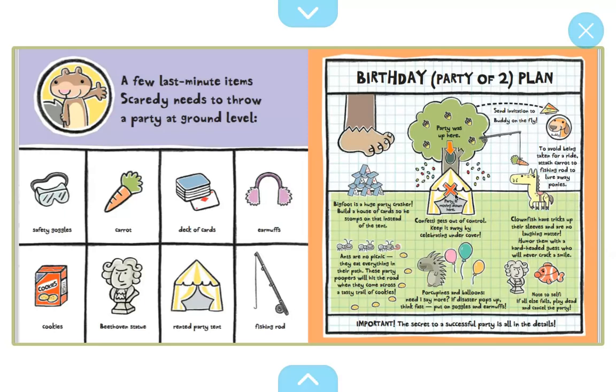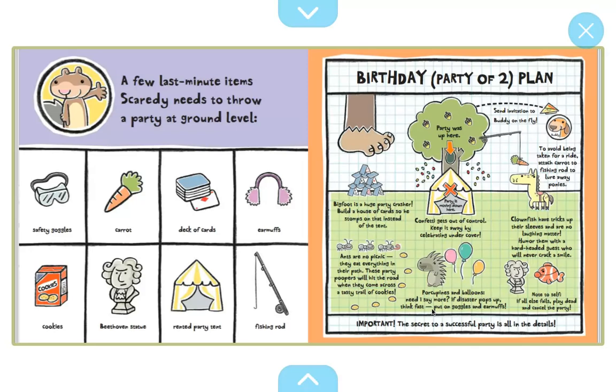Party was up here. Confetti gets out of control. Keep it away by celebrating undercover. Bigfoot is a huge party crasher. Build a house of cards so he stomps on that instead of the tent. To avoid being taken for a ride, attach carrot to fishing rod to lure away ponies. Ants are no picnic. They eat everything in their path. These party poopers will hit the road when they come across a tasty trail of cookies.